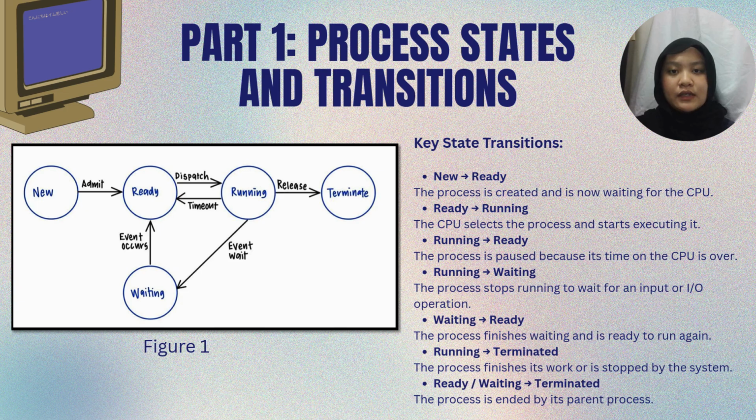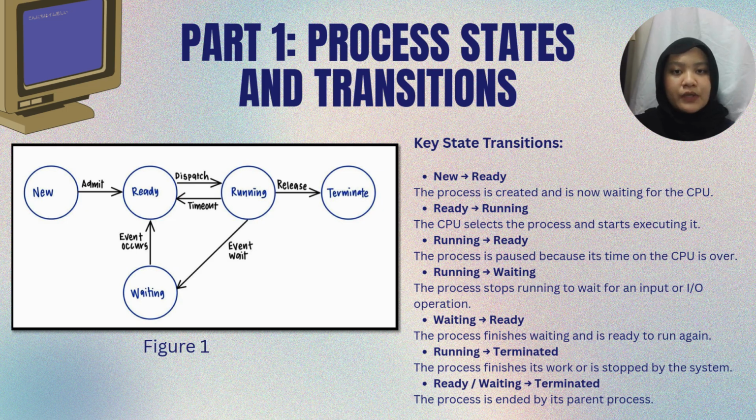Another possibility is that the process requires an event such as an input or output operation. In this case, it transitions from running to waiting. The process remains blocked until the requested event is completed. Once the event occurs, the process moves from waiting back to ready, making it eligible for CPU scheduling again.